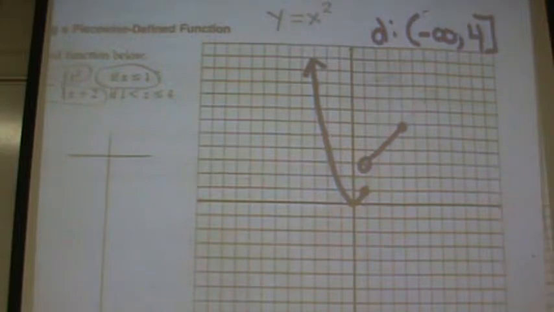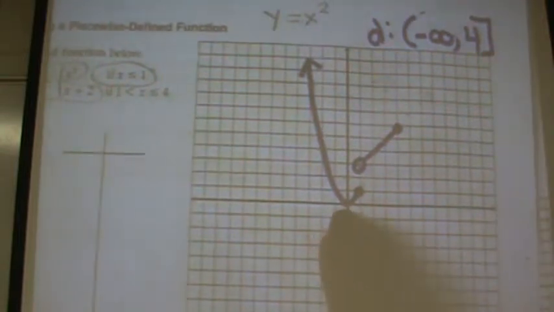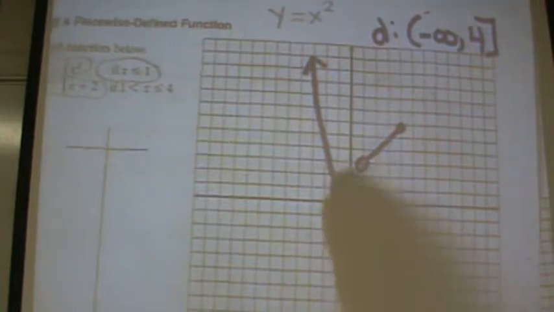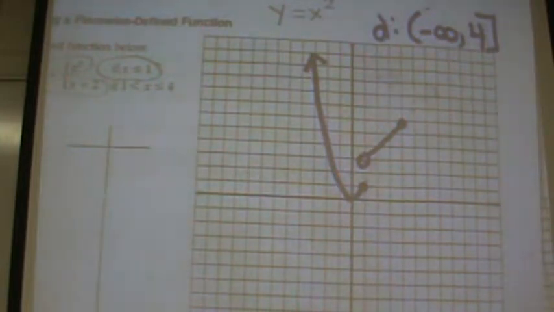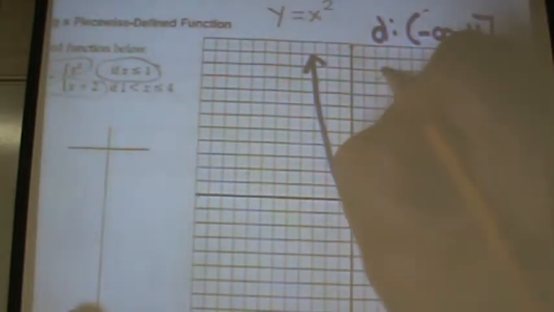How would you write the range? Y is greater than or equal to 0. So 0 to infinity. Okay. I told you guys there were 2 ways to do this. Do you want it as 0 to infinity, or Y? You can write the range.